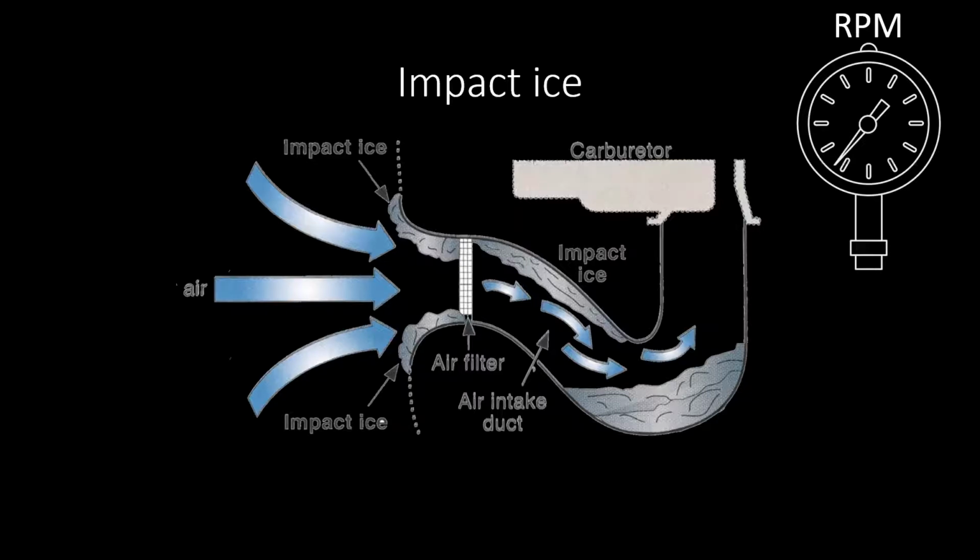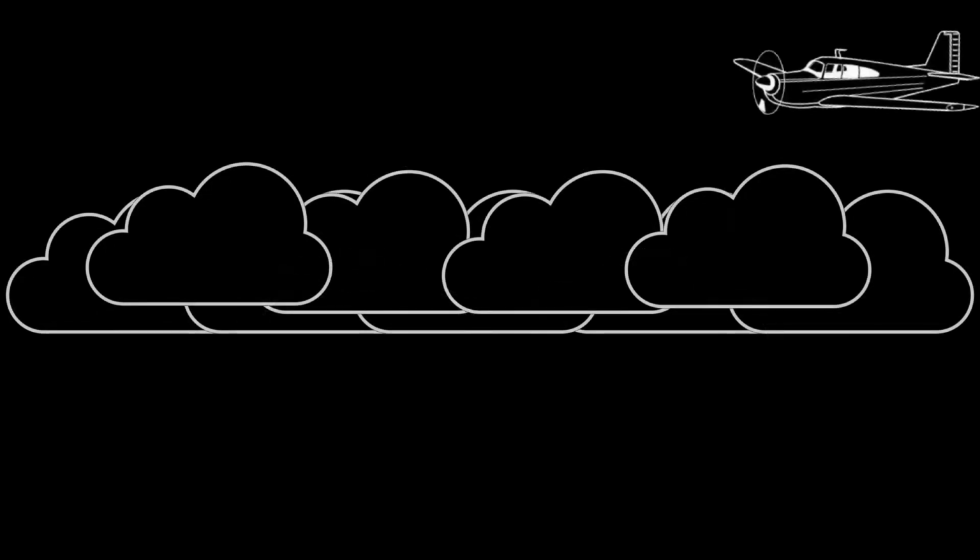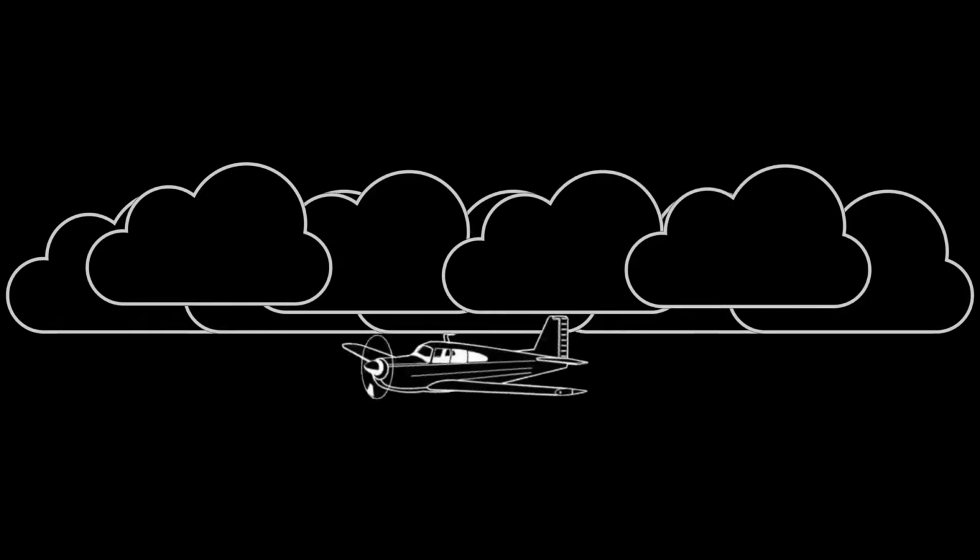Impact icing can occur when flying at temperatures at or below 0 degrees Celsius and when in visible moisture such as cloud, mist, or rain. Impact icing can also occur when an aircraft that has been colder than freezing, such as after flying at high altitudes, descends into cloud, freezing water droplets onto the cold metal surfaces.